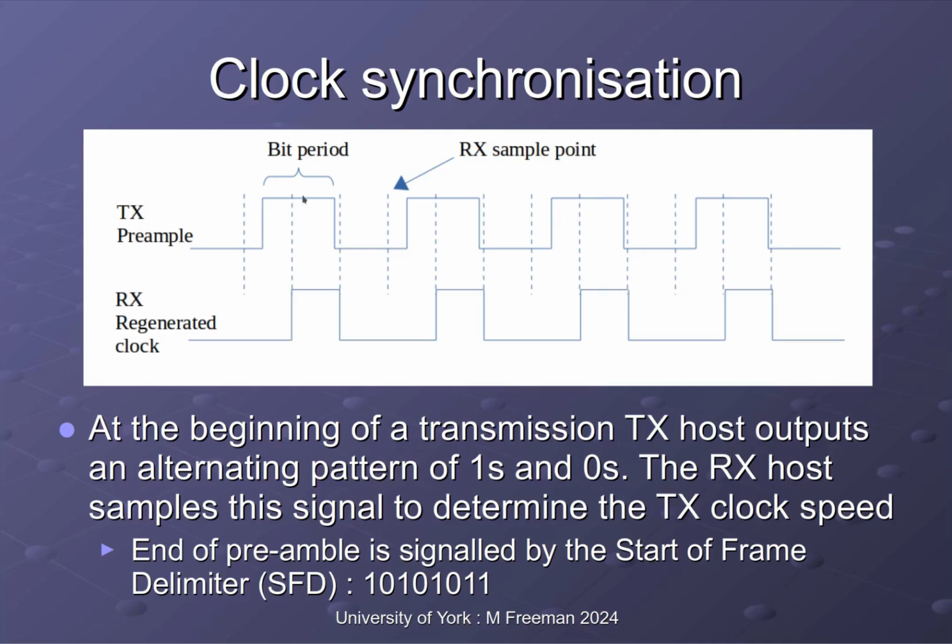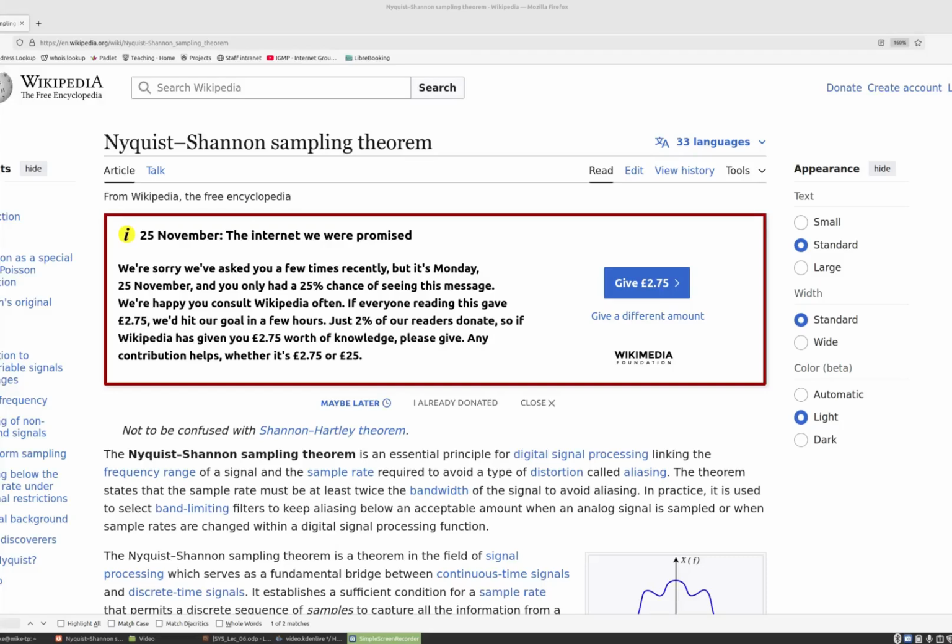So if this is the preamble being transmitted onto the wire, so that repeating 0101 signal, the receiving end will sample that at least twice as fast as the incoming frequency. And that's given by the Nyquist-Shannon sampling theory. So as always, if you want a bit more information on that one, do have a look at this link here. But this is outside the scope of this module.